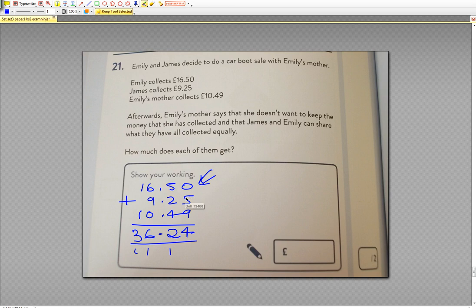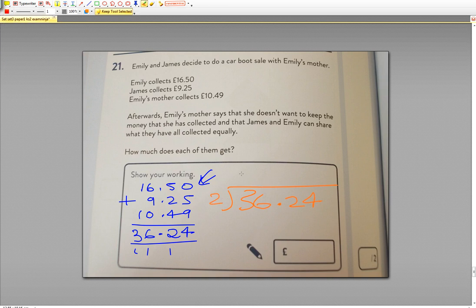Now, what she said is Emily's mother wants her 2 children, Emily and James, to share the money equally. Is that right? Now, what do we do now? Yeah, you can divide it by 2. Divided by 2. Well done. So we're going to get 36.24 and we're going to divide it by 2.